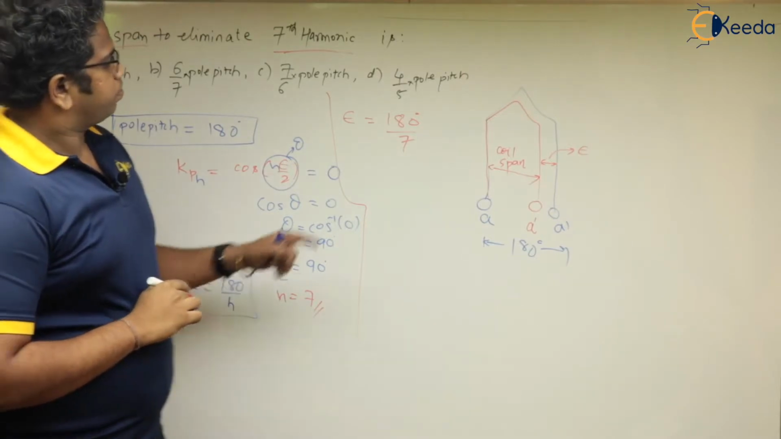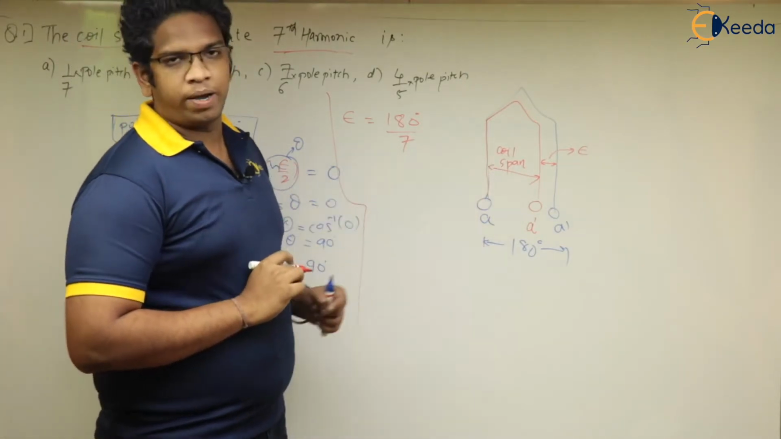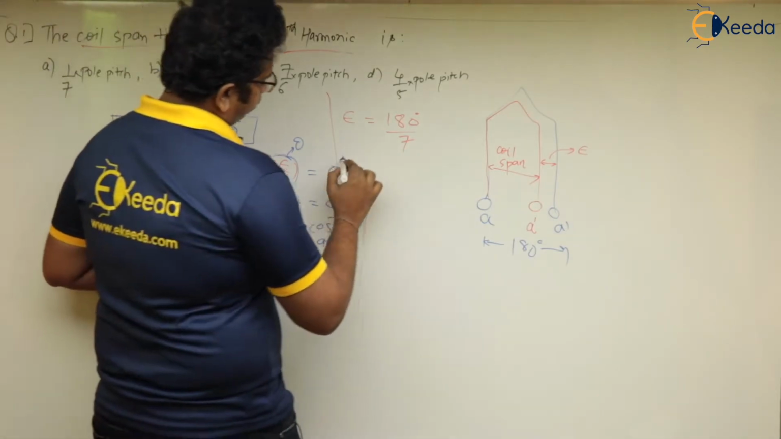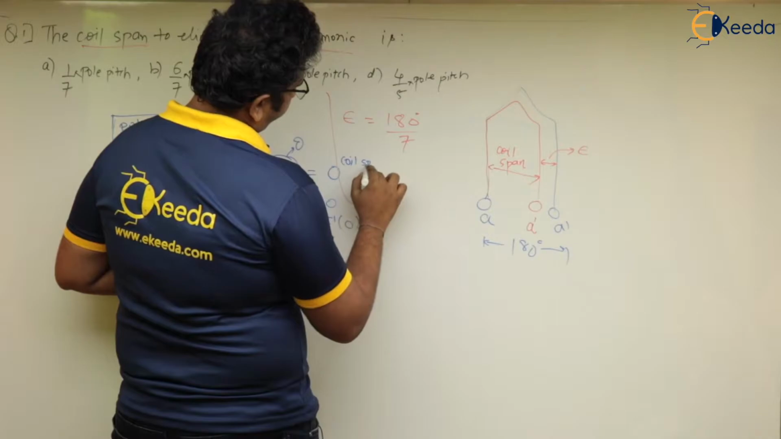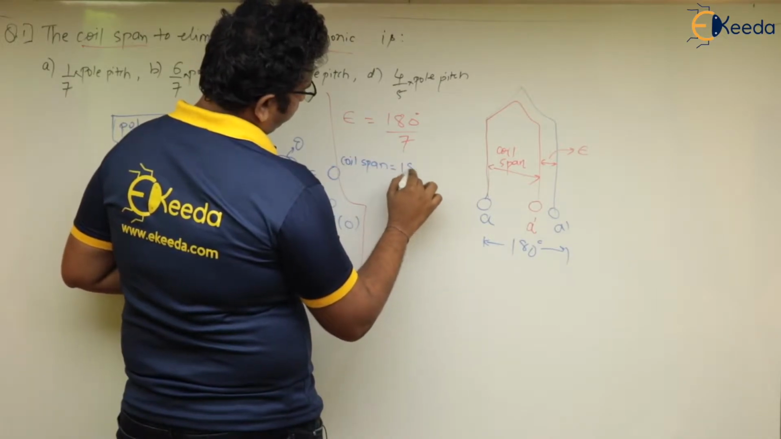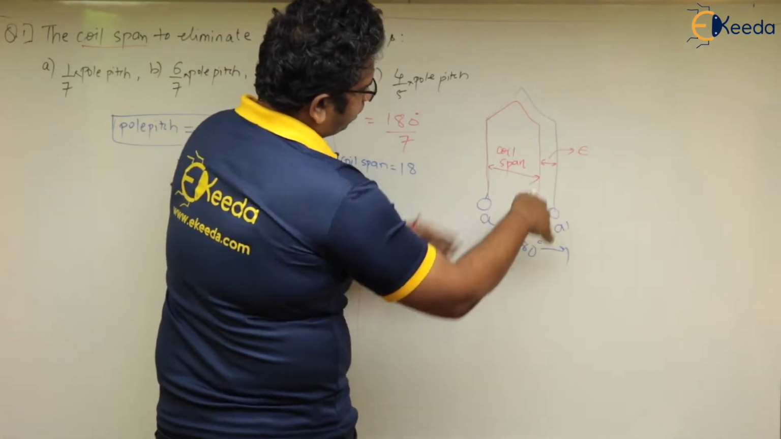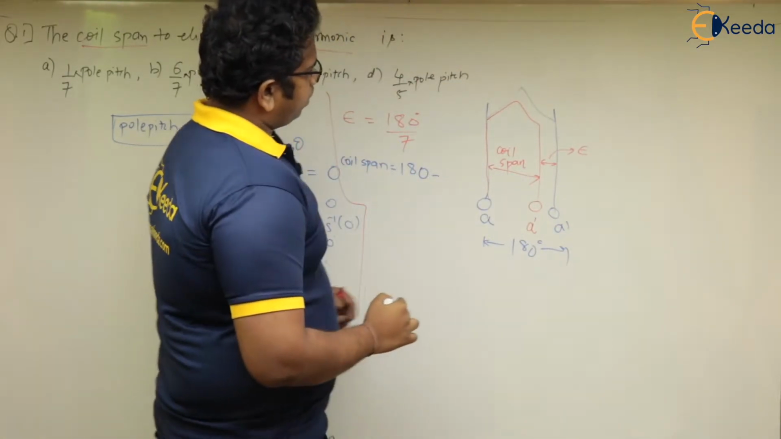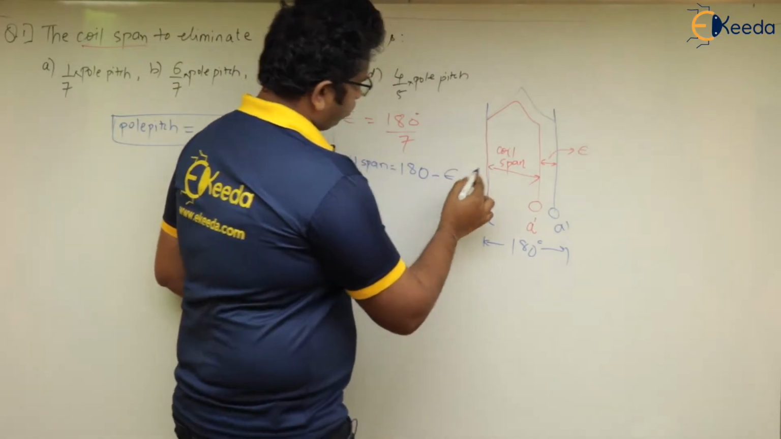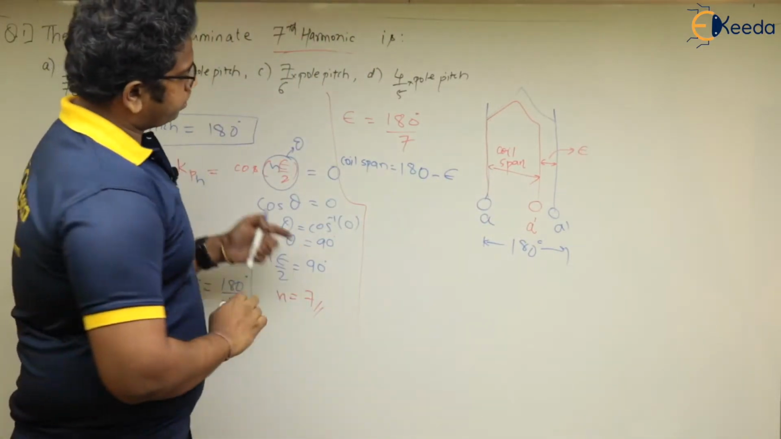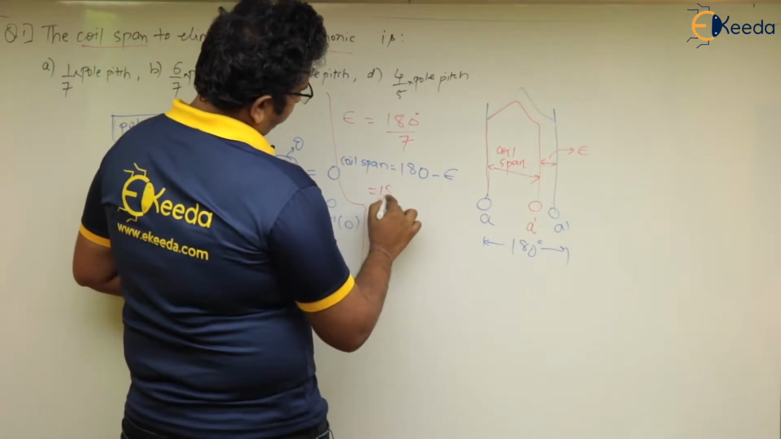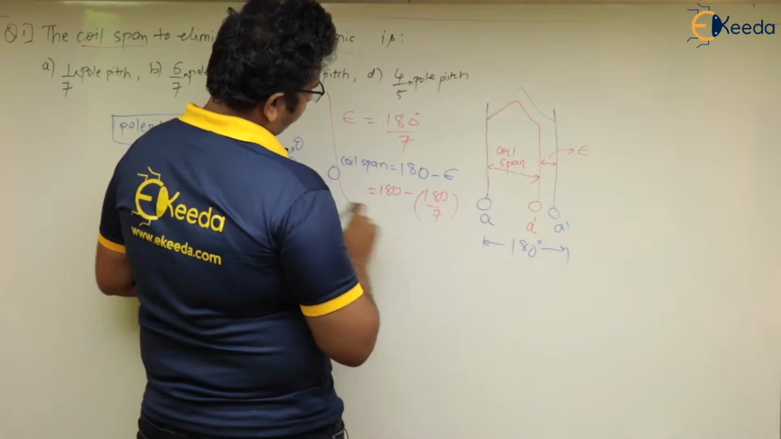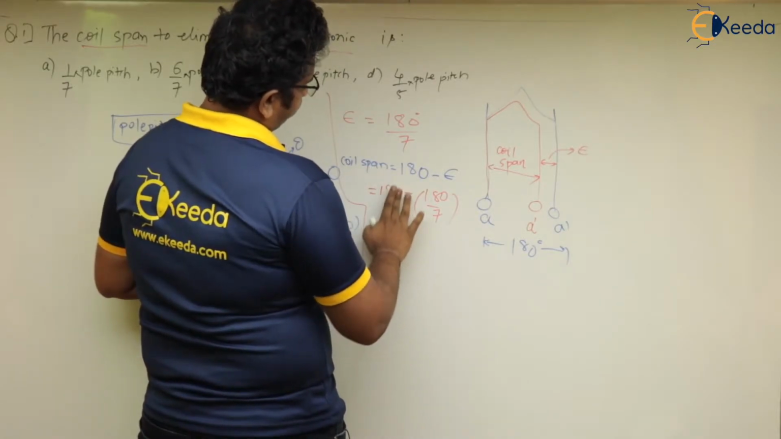Am I right? Now let us think of coil span, because they are asking about coil span only. Always remember, this total from here to here is 180 degrees. So 180 degrees minus this epsilon gives you the coil span. So it is equal to 180 minus epsilon, where epsilon is 180 by 7. Let me write this with blue.